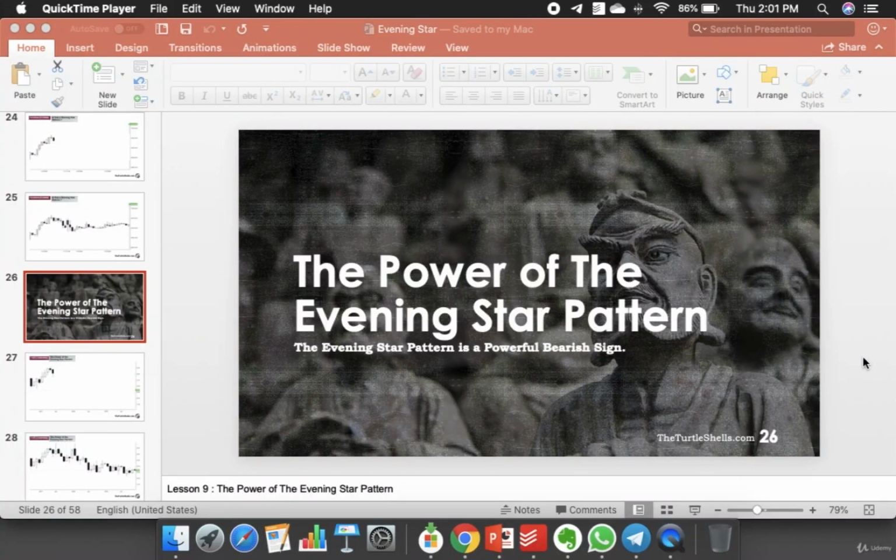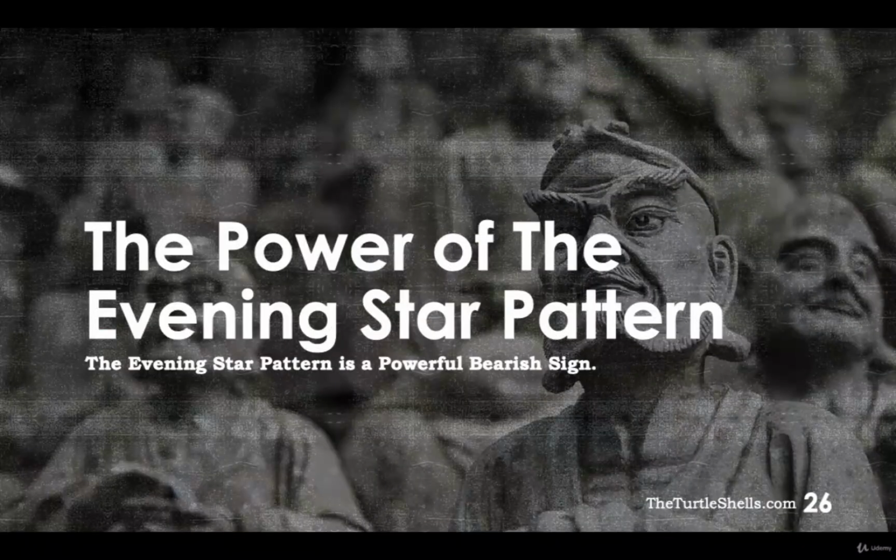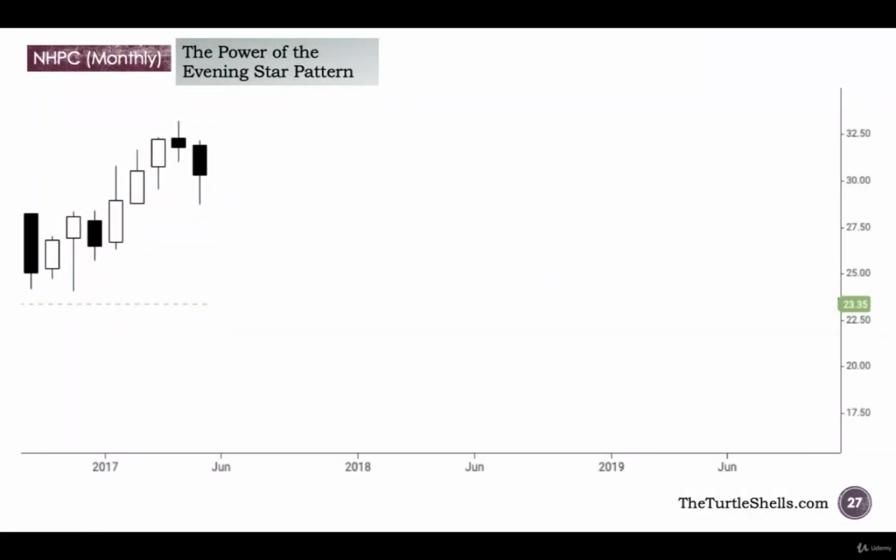Right, now let us have a look at the power of an evening star pattern. The evening star pattern is a very powerful bearish sign. We have already looked at multiple examples of that. Let's have an interesting example here, because I like to show you higher time frame charts.